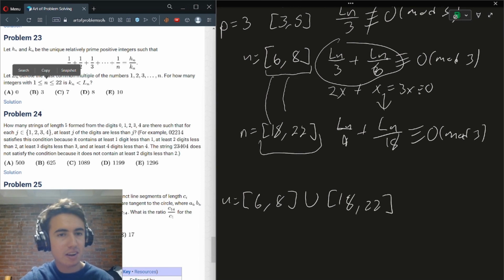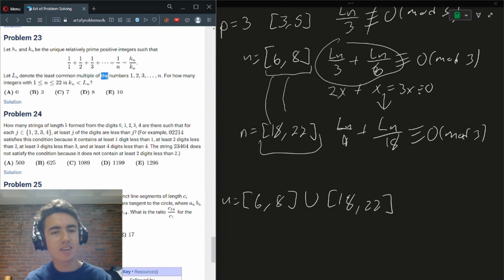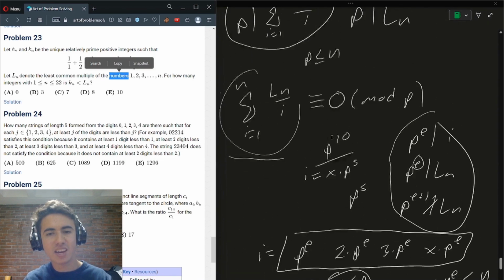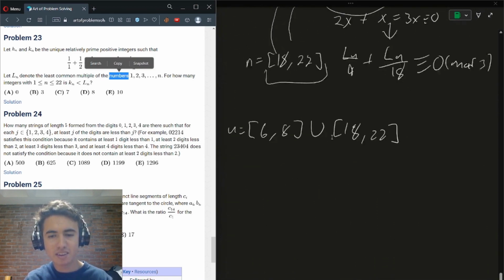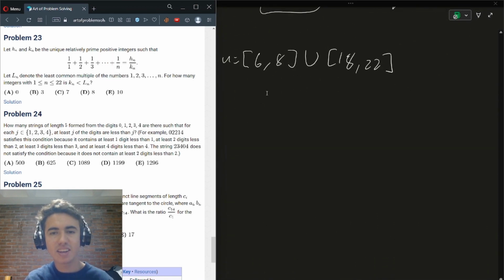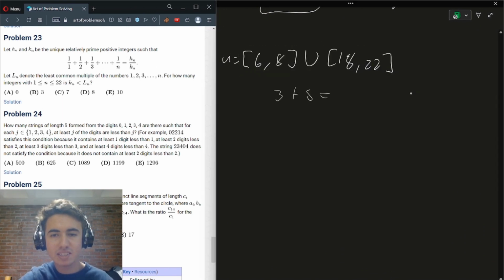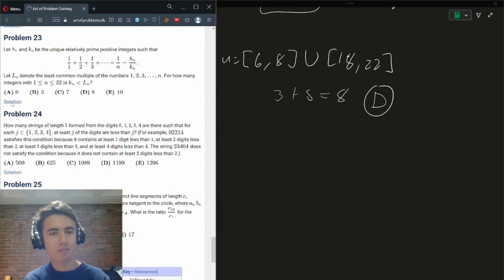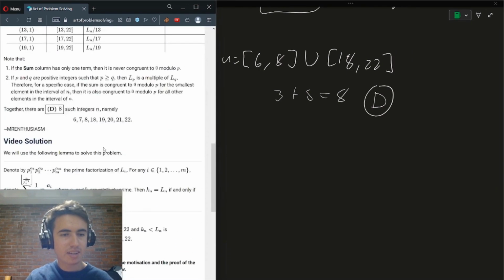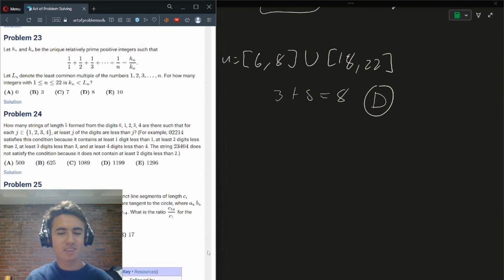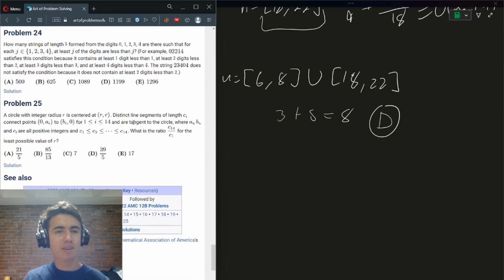So now to answer the question, we want to know for how many n was this the case where the fraction could simplify, so the denominator is not ln. Of the cases we got, we have 3 plus 5, which is equal to 8 cases, which should give us answer D. And let's check that answer. And D appears to be correct. That was definitely... Now on to problem 24.